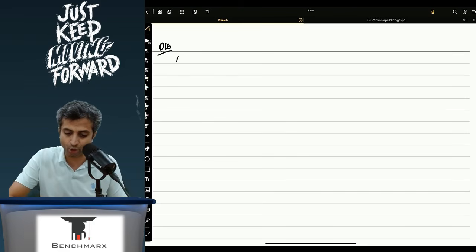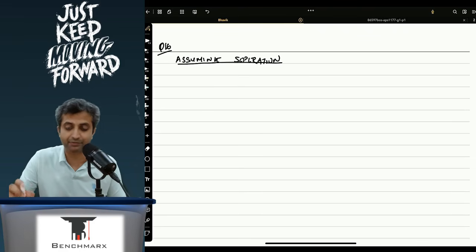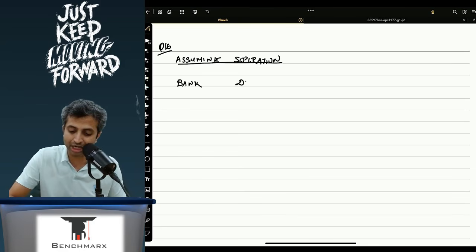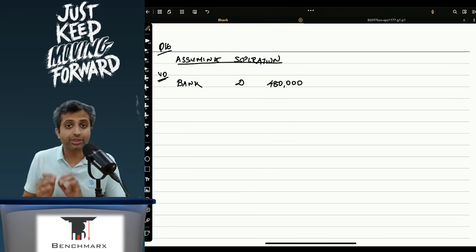So at year 0, assuming separation, we will also find whether we need to do separation or not. But first, assuming separation, what is the money you are ultimately going to get? Sir, I'm going to get in my bank account at year 0, I'm going to get 4,80,000. Bank account debit 4,80,000.